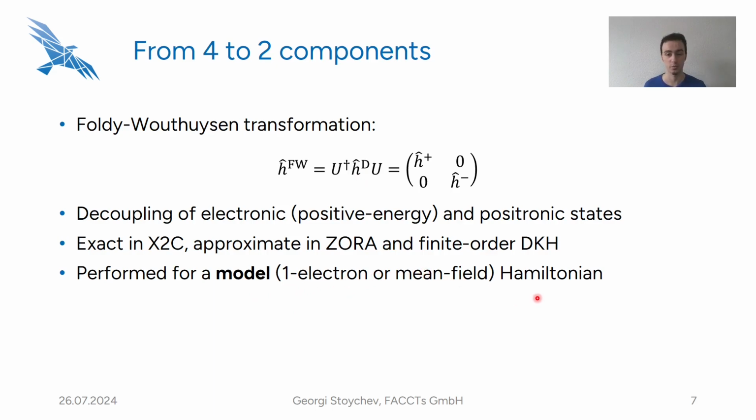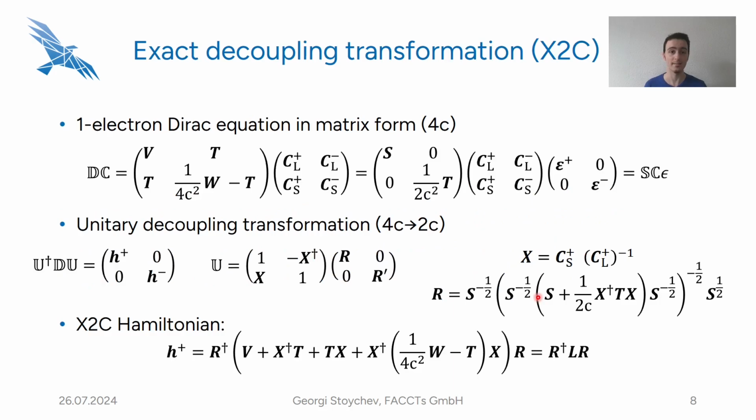In the specific case of the X2C method, we start from the one-electron Dirac equation in matrix form, which is a 4-component equation. These matrices are all 2x2. So this is the matrix form of the operator. Then we have the solution coefficients, the relativistic metric, and the solution energies for the electrons and the positrons.